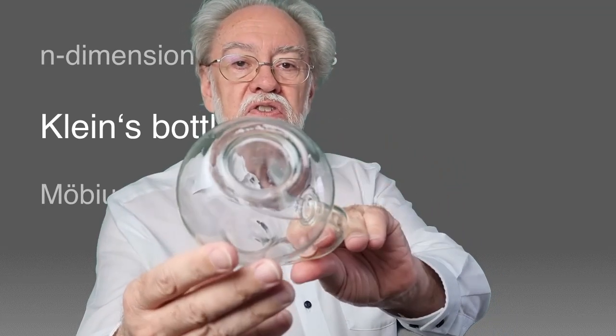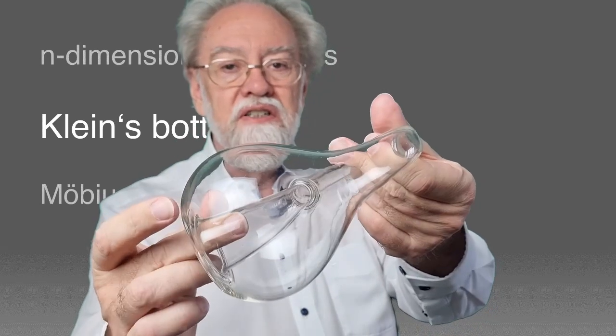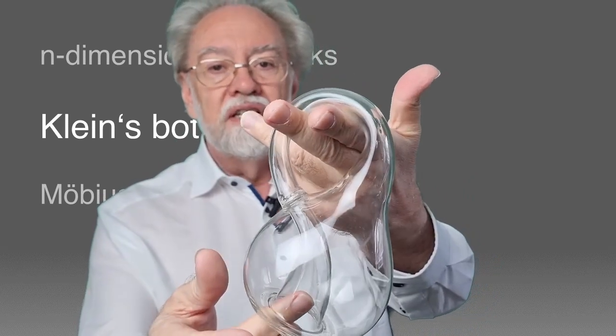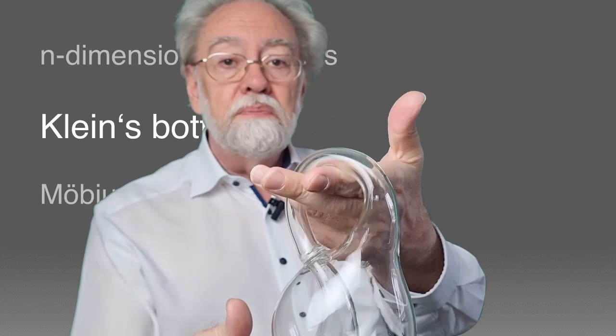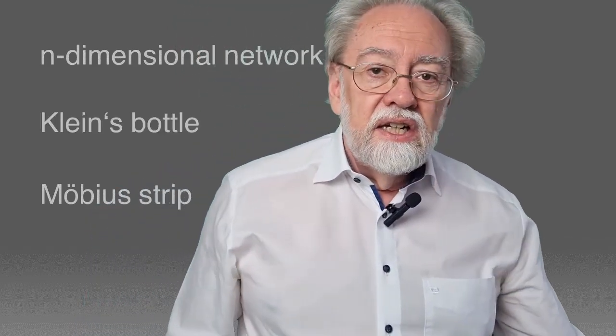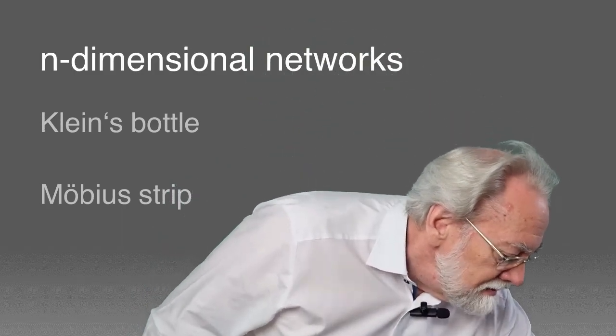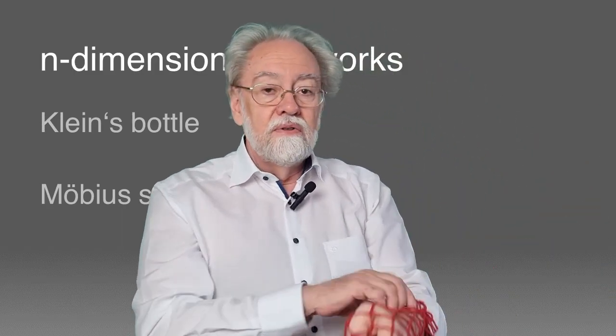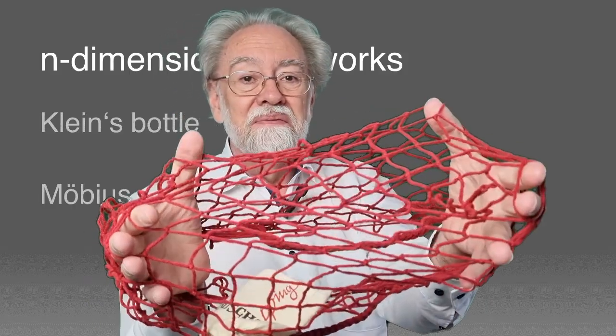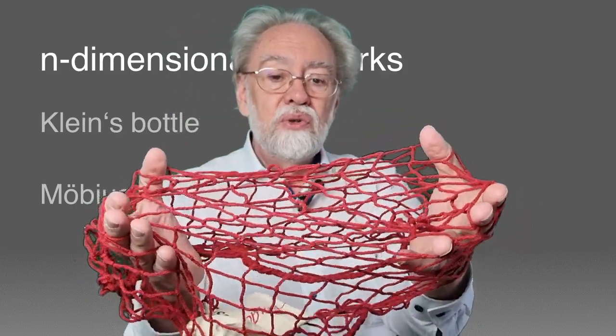To mathematically describe the properties of such objects and to compare them with others, that's a task for topology. Here we are not going to deal further with the topological features of such two- or three-dimensional objects, but with the topological properties of n-dimensional networks. Like, well, like that one. How can we do this?